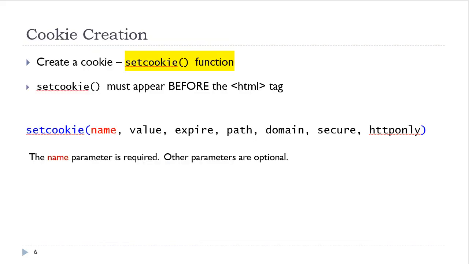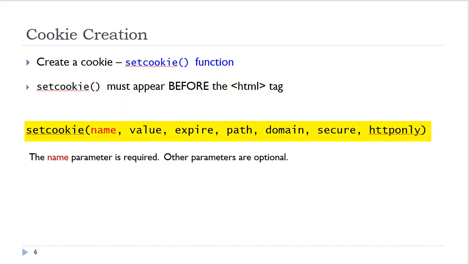A cookie is created using the setCookie function. The setCookie function must appear before the opening HTML tag, and we place all of our processing code on top of the doctype anyway. There are 7 possible parameters that can be set for the setCookie function. The only required parameter is the name. The cookie has to have a name.